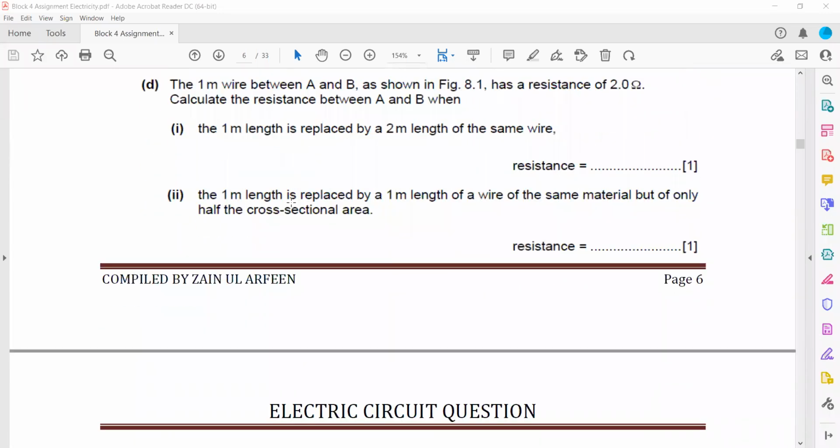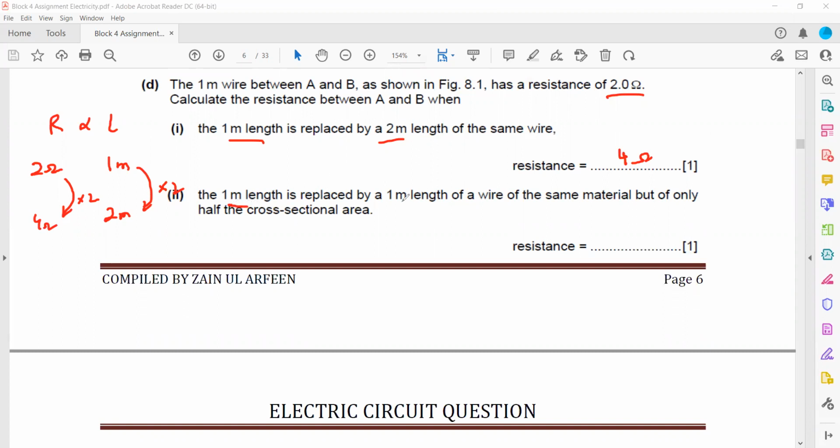Then a 1 meter wire between A and B has a resistance of 2 ohm. Calculate the resistance between A and B when the 1 meter is replaced by 2 meter. We know resistance and length are directly proportional. If it was 1 meter with a resistance of 2 ohm, now we have 2 meters, so the length is double. If the length is double, the resistance will also be double. So 2 meter will have a resistance of 4 ohm. So here the resistance will be 4 ohms.